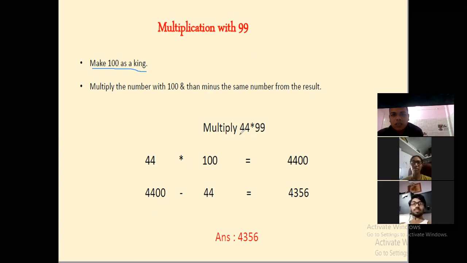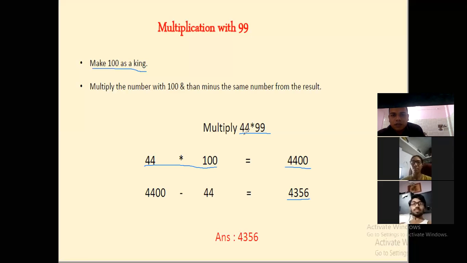So for example, if you want to multiply 44 into 99. This particular trick is only for 99. So what does this trick indicate? Multiply 44 into 100. So we are getting 4400, and then we are going to subtract the same number 44 from the result. That is 4400 minus 44, and the result we are getting is 4356.